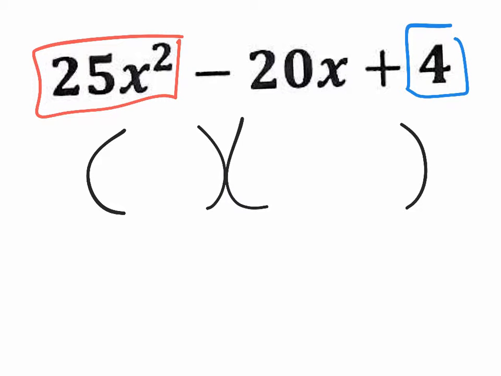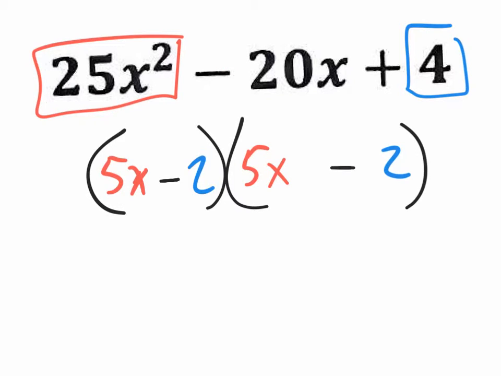Let's take the square root of 25x squared. That's 5x, and you write it on both first parts of the binomial. And 2 and 2, because the square root of 4 is 2. Both signs have to be negative, right? So we're going to put a negative there and a negative there. And that's about it. That's the factored form.